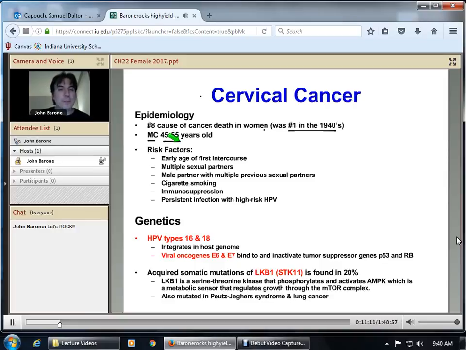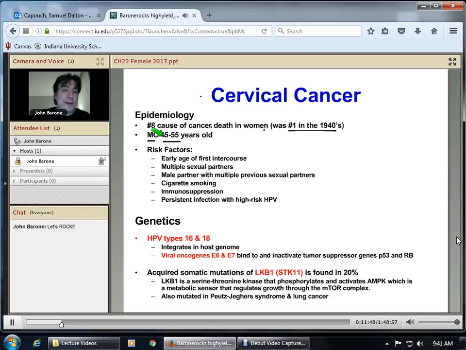Now, it's most common in 40s and 50s. Why? Because it takes time. First, you have to get reproductive age. Then you have to meet a couple of guys. Then you meet the rude boy. So you're like 25, you meet the rude boy. Now you get HPV. Now it takes time to go from low-grade dysplasia to intermediate to high-grade dysplasia to carcinoma in situ, and then finally invasive cancer. It takes like 10 to 15 years. So if you meet the rude boy at 25, 10 to 15 years later, you're looking at your 40s and 50s. That's usually when they come in with the invasive cancer.